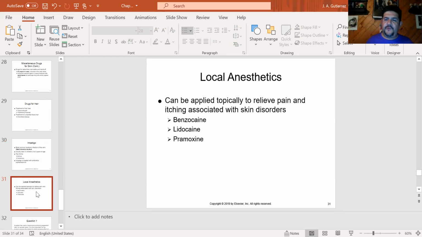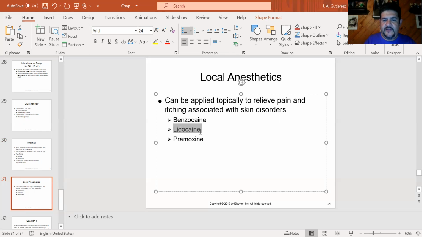Regarding local anesthetics, we already talked about them. We have benzocaine, lidocaine, one I, two I. So if the patient tells you, I'm allergic to lidocaine, then we need to look for options where there's only one I, benzocaine.